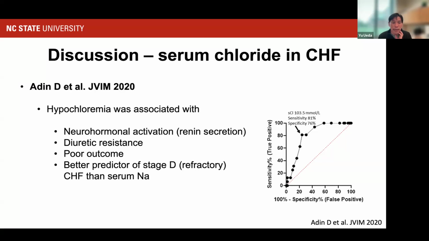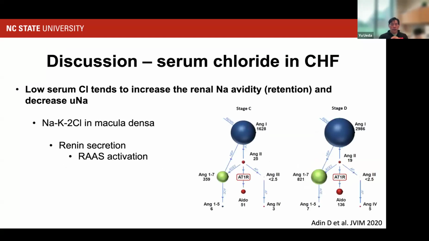And also, this hypochloremia is a better predictor of stage D refractory congestive heart failure. And these patients with refractory congestive heart failure stage D, based on previous studies in 2020, were found to have increased RAS activation, with increased angiotensin 1 and angiotensin 1 to 7 concentrations in this RAS profiling study.